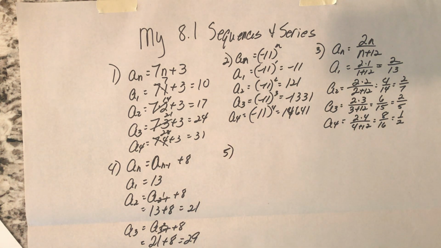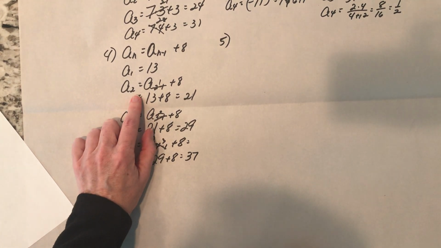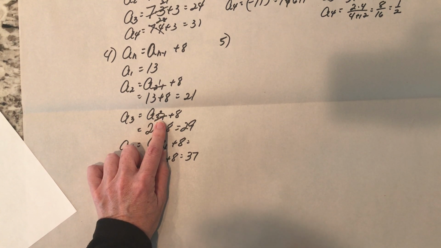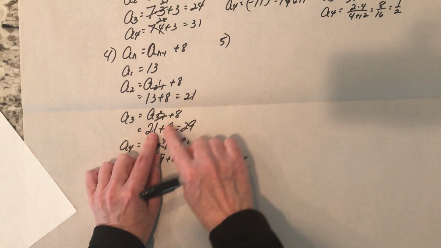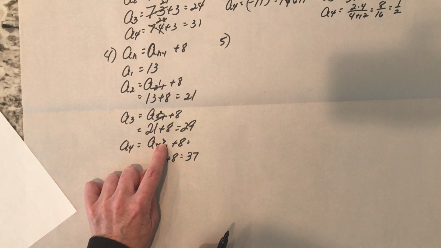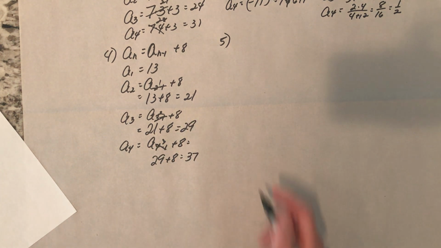Number 5 is also recursive. Oh, you couldn't see that. You could see down to, where are we here? Sorry about that. So we're grabbing the previous answer each time. I think we did this one. Sub 3 minus 1, that's a 2. So you're grabbing the previous answer, 21, and adding 8 to it. A sub 4 is 4 minus 1, that's a 3. Grab the previous answer and add 8 to it.